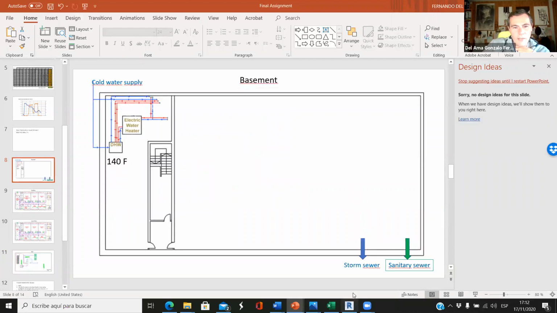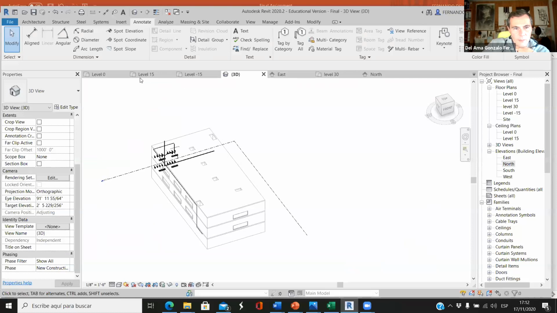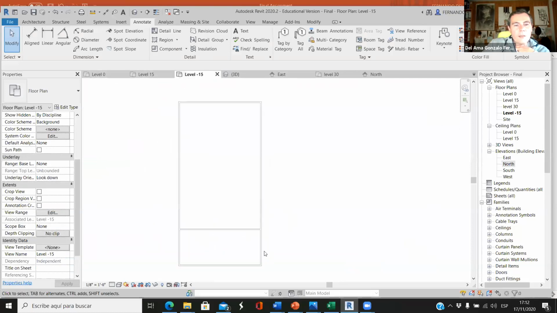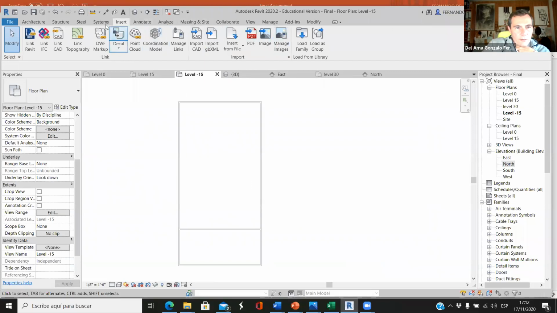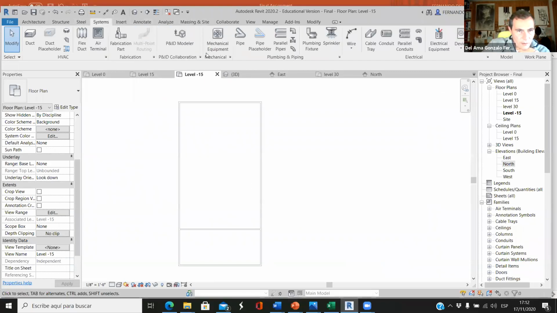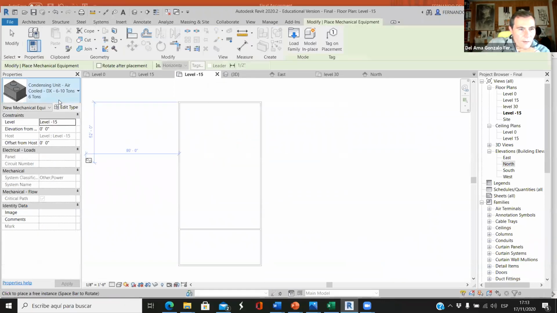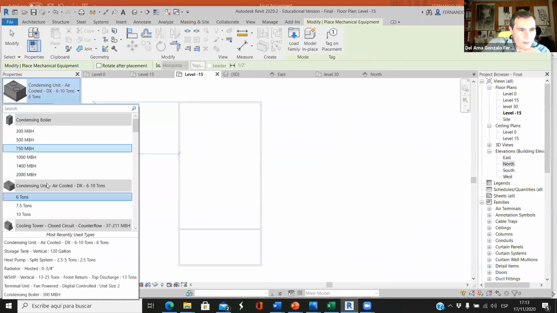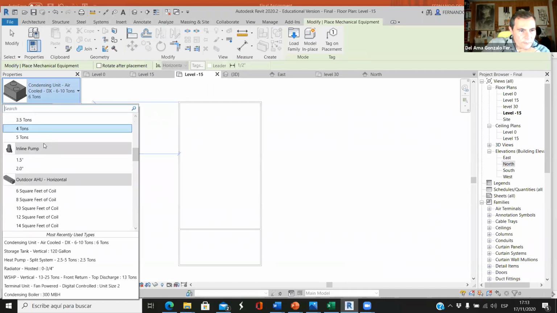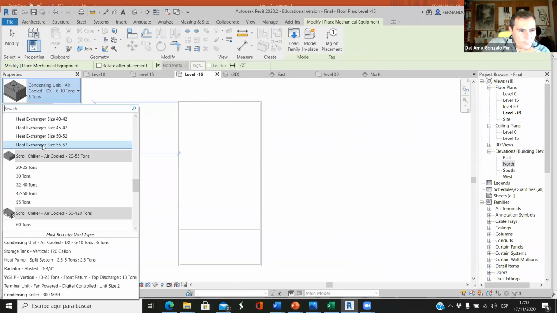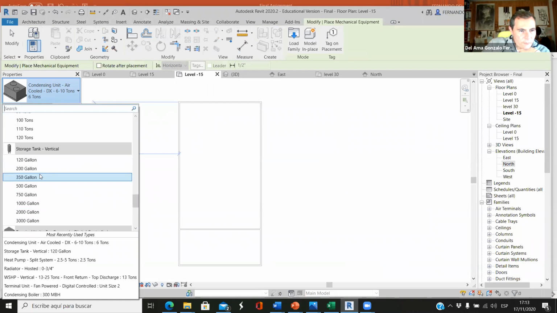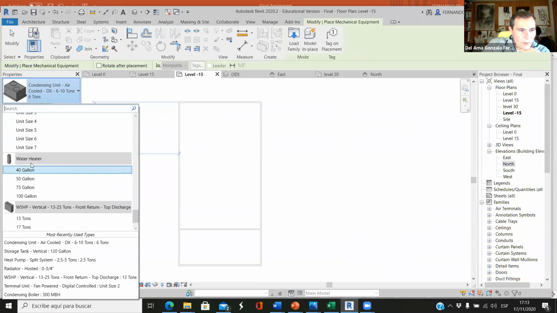Okay, so on the Revit file, on the basement, if we go to systems, mechanical equipment, there should be a storage tank. Okay, water heater.